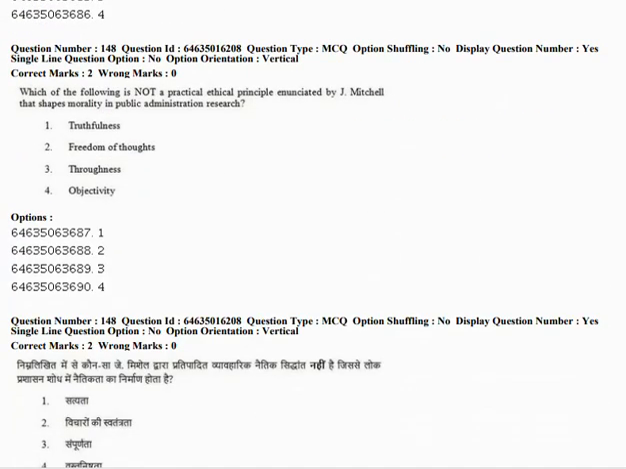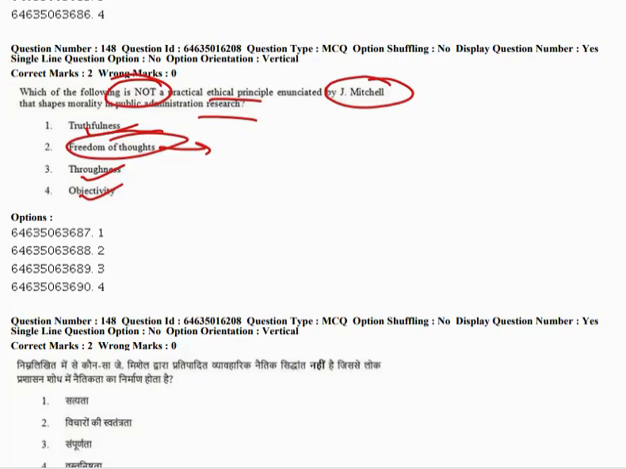148. Which of the following is not a practical ethical principle enunciated by G.A. Mitchell that shapes morality in the public administration research? Not practical. Truthfulness होना चाहिए, thoroughness होना चाहिए, objective होना चाहिए. Freedom of thought नहीं, thought should be relevant. Option number 2 is the correct answer.